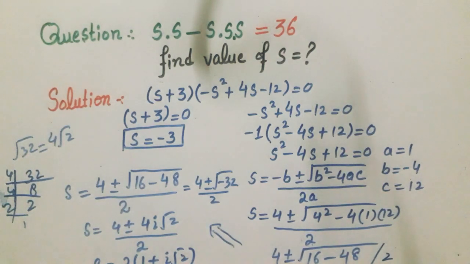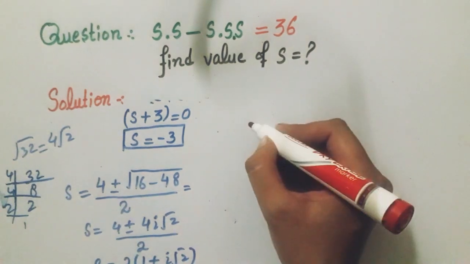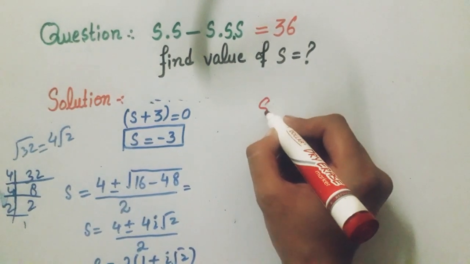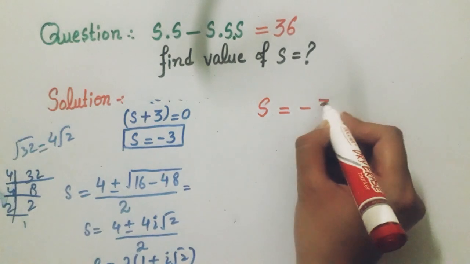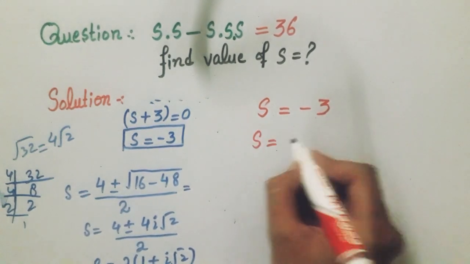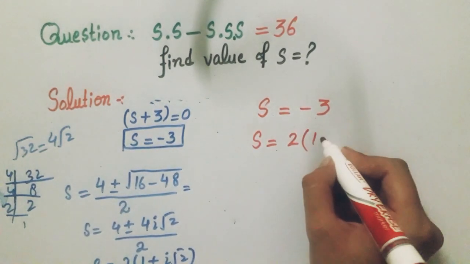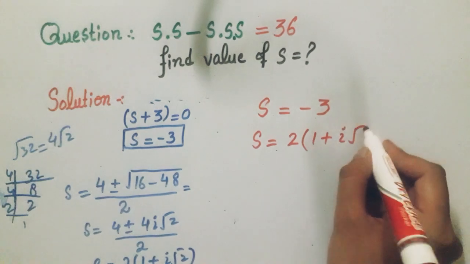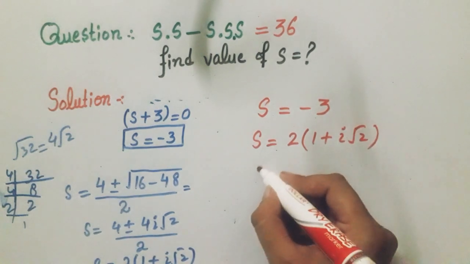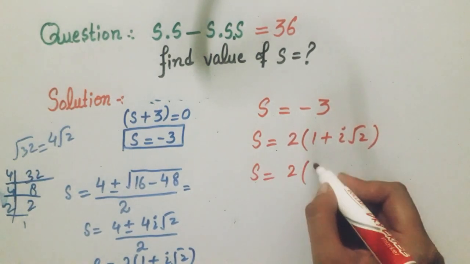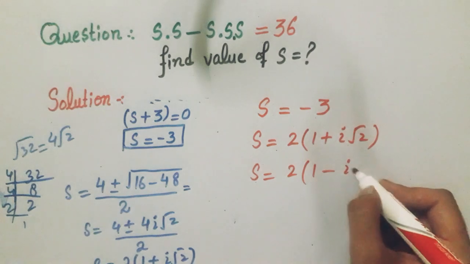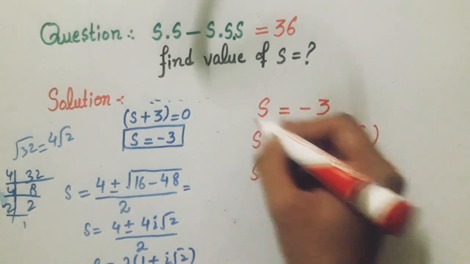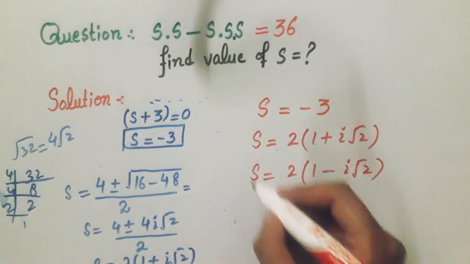Now we will write the solution. So the values of s are s equals minus 3, s equals 2 into (1 plus iota square root 2), and s equals 2 into (1 minus iota square root 2). So these are the solutions.